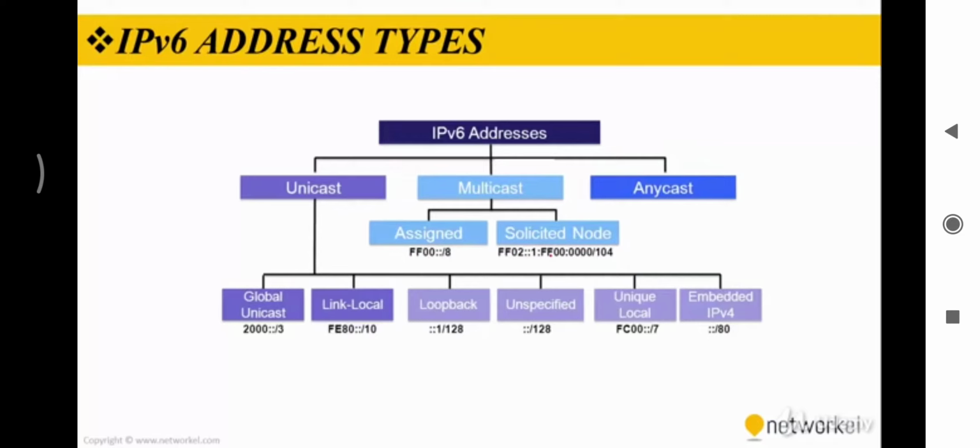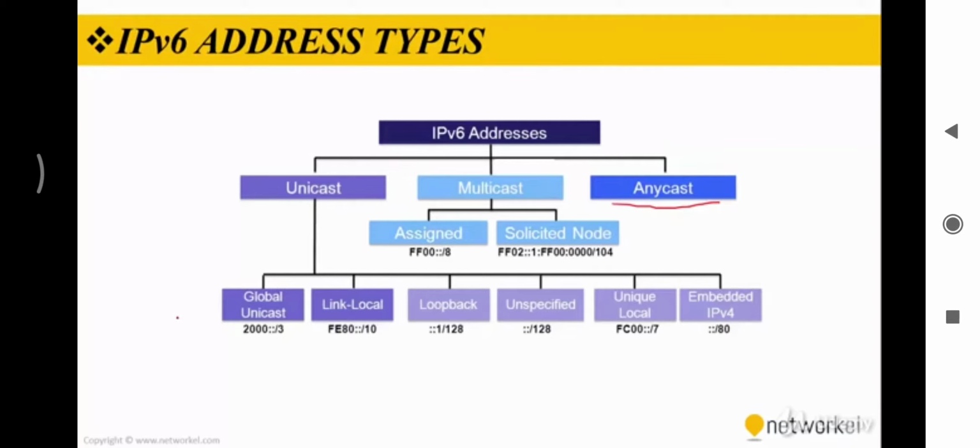And here are the IP version 6 address types. The first thing we're going to take a look at is Anycast. In Anycast, a packet is delivered to the nearest of multiple interfaces in terms of routing distance. As you know, we don't have the Anycast address type in IP version 4.